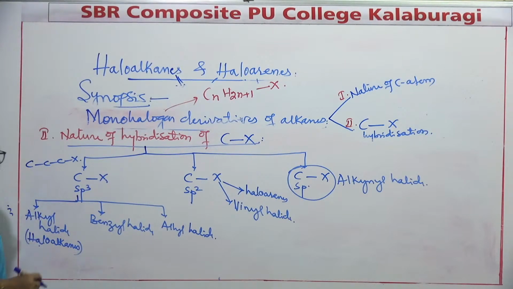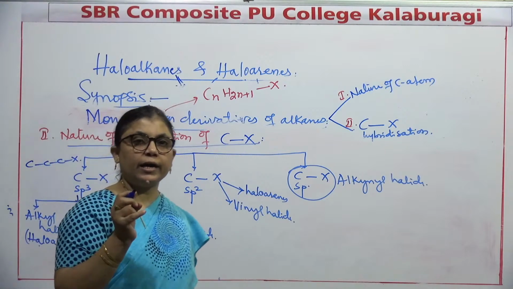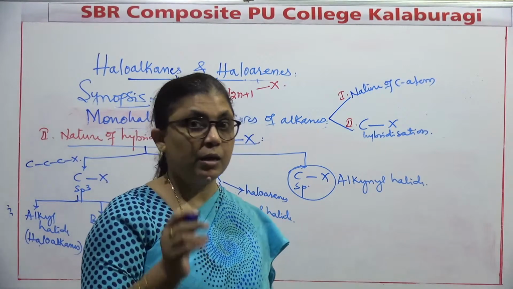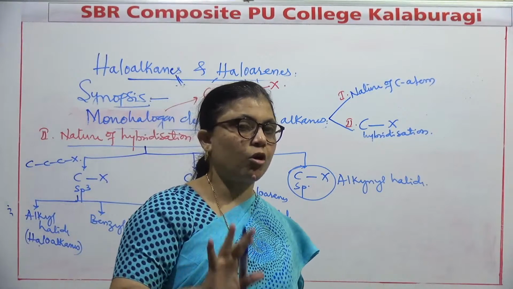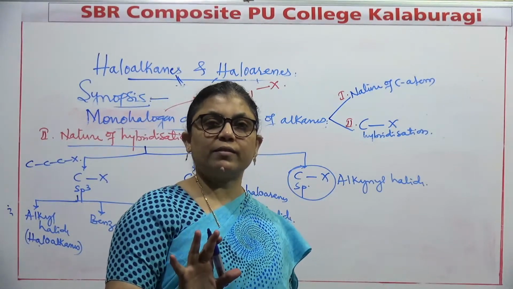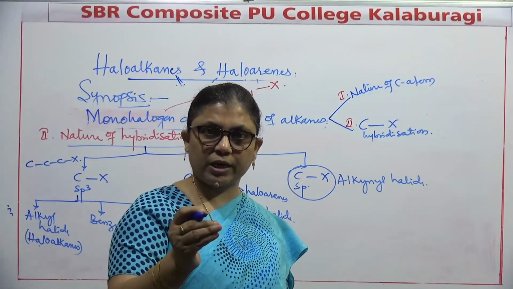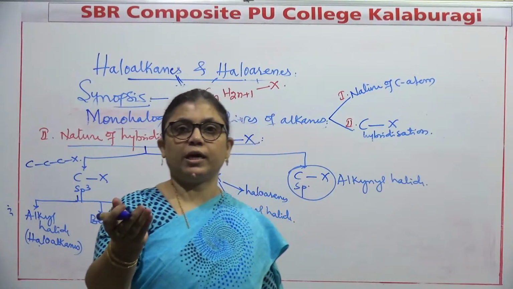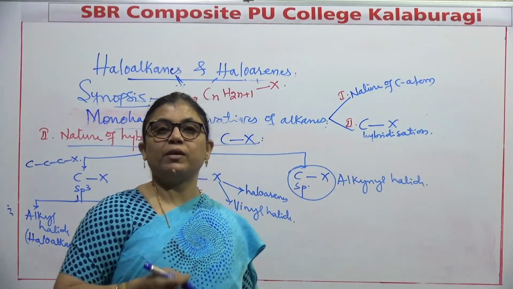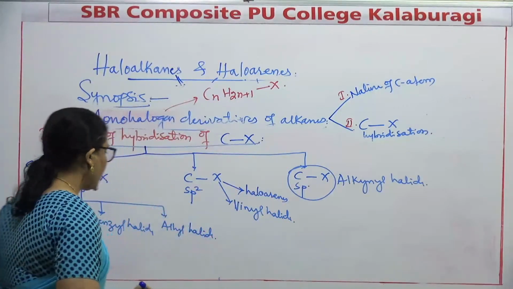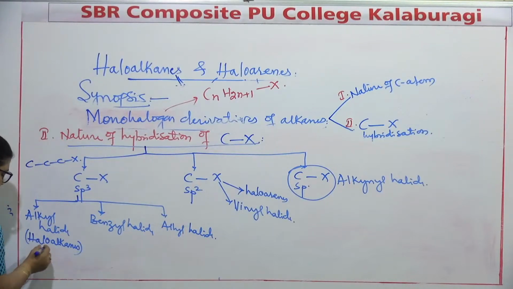How are you going to define alkyl halide? Alkyl halide are the derivatives of alkane, because we are dealing with mono, that's why we will talk only about mono. So alkyl halide or the haloalkane are the derivatives of alkane where one of the hydrogen atoms is replaced by a halide group. Let us take the simplest example.